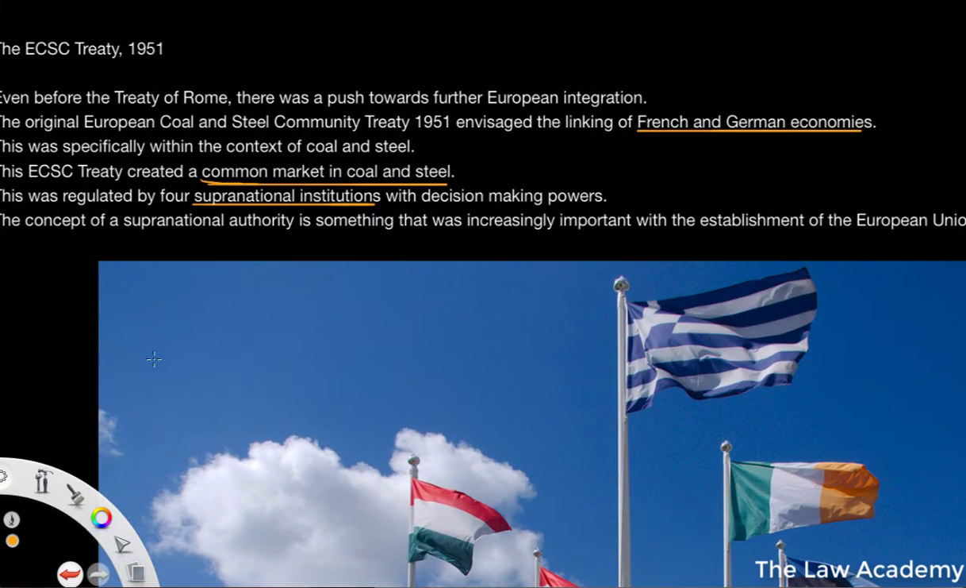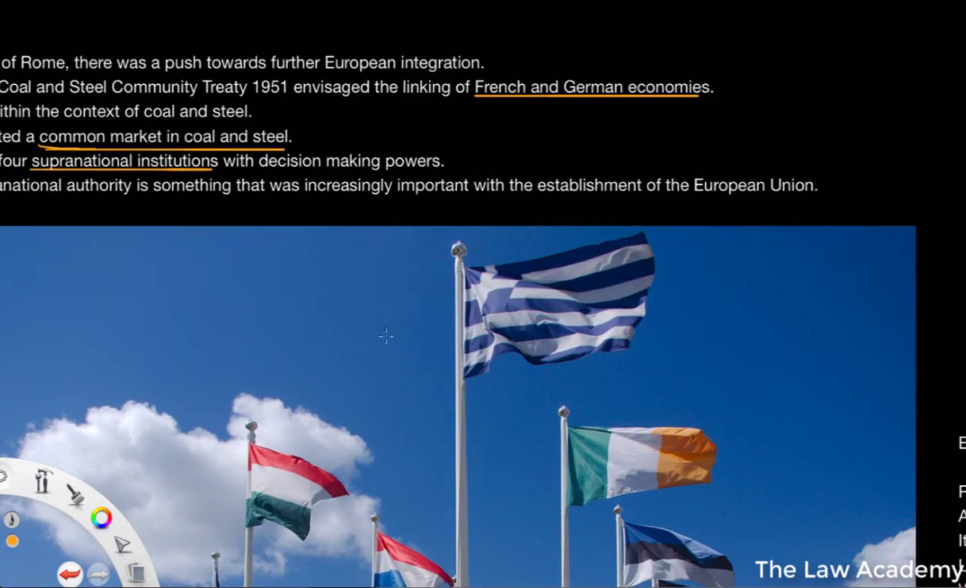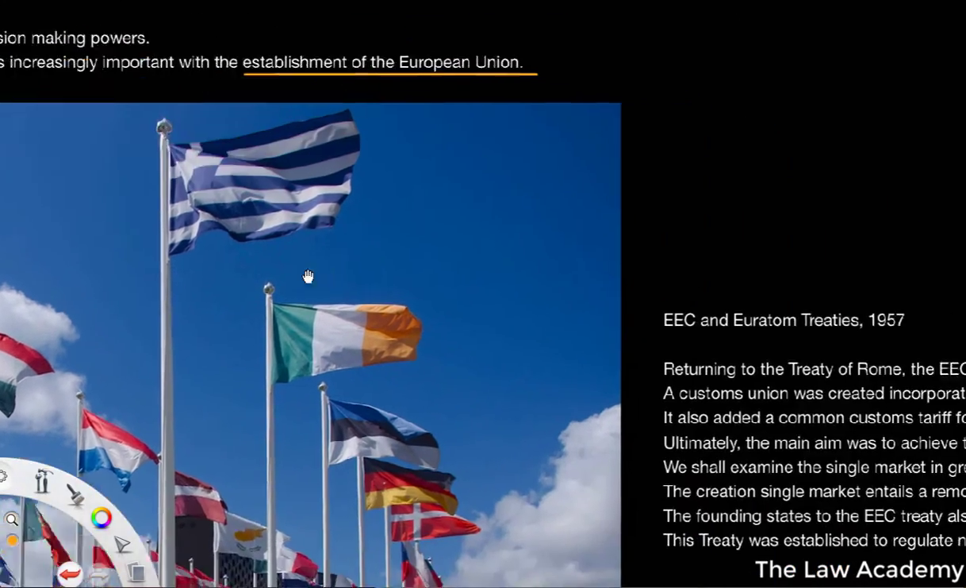And the concept of supranational authority is increasingly important in the establishment of the European Union. Because the idea is that, with these supranational institutions, member states voluntarily delegate certain powers to this supranational institution. So we start to see different areas being harmonized across all of the EU member states. We'll look specifically at the idea of harmonization when we look in detail at the EU single market.